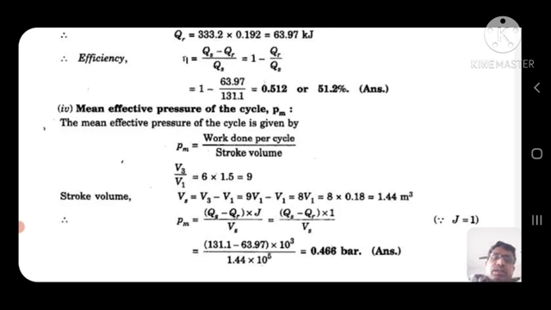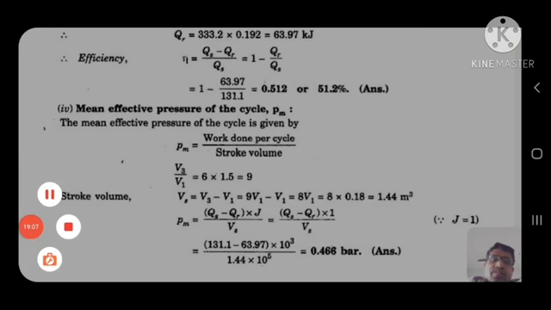Efficiency is equal to Qs minus QR, 1 minus 63.97 by 131.11, that is equal to 0.512, 51.2%.